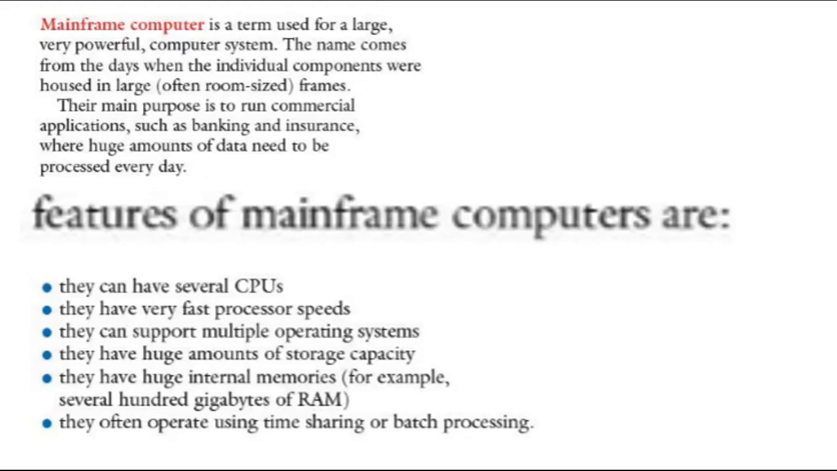It has very fast processor speeds, and this computer can support multiple operating systems, not one operating system, at the same time. It means different types of operating systems, like Windows, can be installed on this computer system. They have a huge amount of storage capacity, meaning a lot of data, because mainframe computers are used by large companies and international companies.